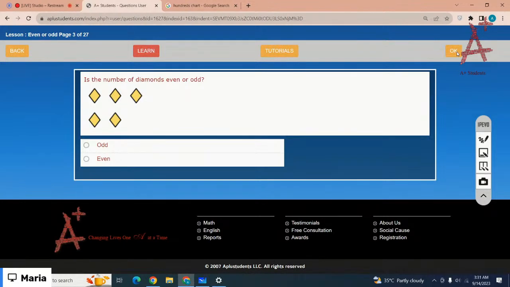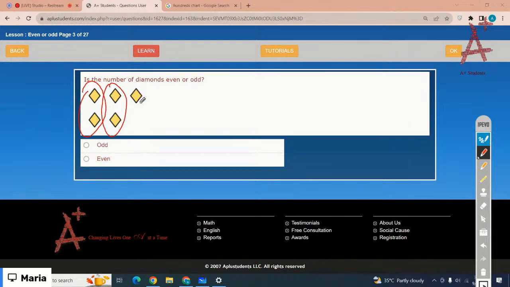Okay, is the number of diamonds even or odd? Which is the correct option? When you just make a pair of diamonds, right? So here is a pair, here is a pair, but you don't have any other diamond to make a pair, right? That means that is an odd number. The correct option is odd.